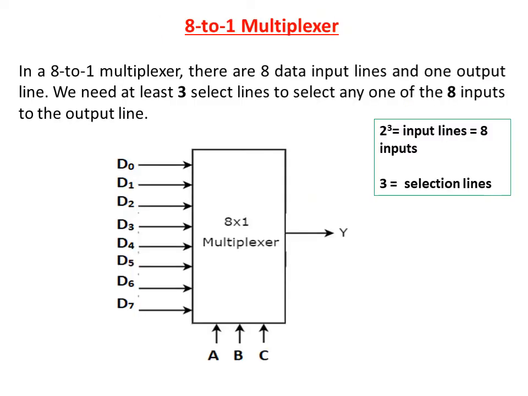8 to 1 multiplexer. In this multiplexer, we need 8 data input lines and one output line. The 8 data inputs are represented as 2 power 3, so we need 3 selection lines. The 3 selection lines are represented as A, B, C, and the 8 data inputs are represented as D0 to D7, and the single output is represented as Y. This is the block diagram representation of the 8 to 1 multiplexer.